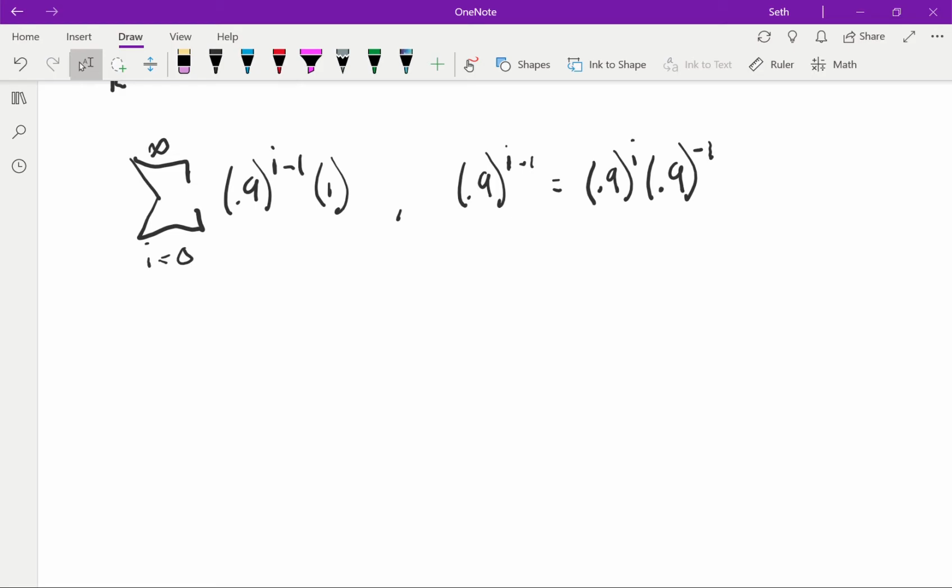So now we can write, and just to be clear, that property is... I'm not sure of the exact name of the property right now, unfortunately. I believe it's just the property of exponents.